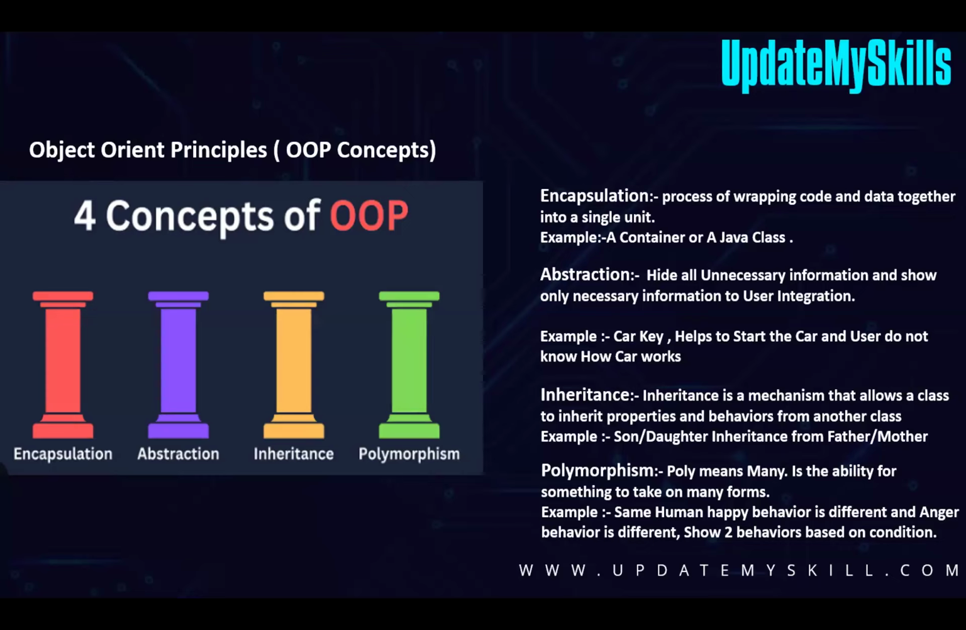Second one is polymorphism. Poly means many. Poly means many. It is the ability of something to take on many forms. You might have seen many forms in your day-to-day life.